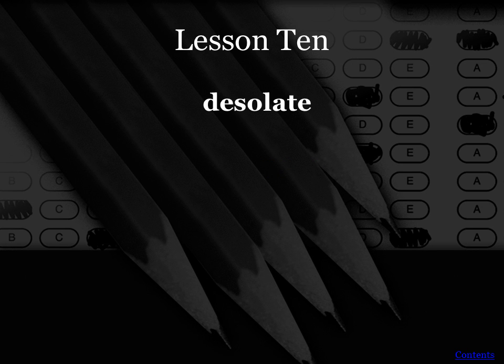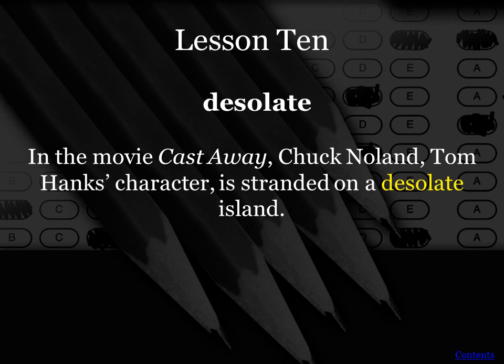Our next word is desolate. Here's the sentence. In the movie Castaway, Chuck Nolan, Tom Hanks' character, is stranded on a desolate island. You can see desolate is right before the noun island. That's going to mean this word is an adjective. This is one of my favorite movies. You might have seen it before. He is by himself. He's in a plane crash, and there is no one there with him.